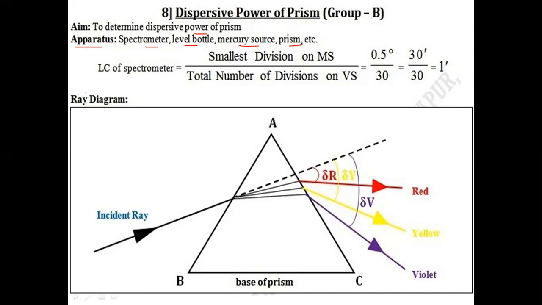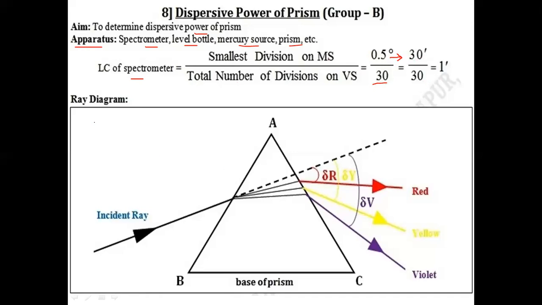According to our first experiment, that is the least count of instruments, we can calculate the least count of spectrometer, which is nothing but the ratio of smallest division on main scale divided by total number of divisions on vernier scale. So it is equal to 0.5 degrees upon 30, which is equal to 30 minutes upon 30. So here we can convert 0.5 degrees into minutes. So 30 minutes upon 30 is equal to 1 minute.